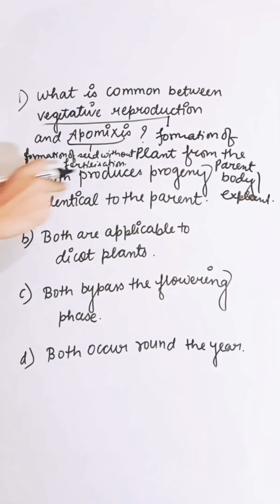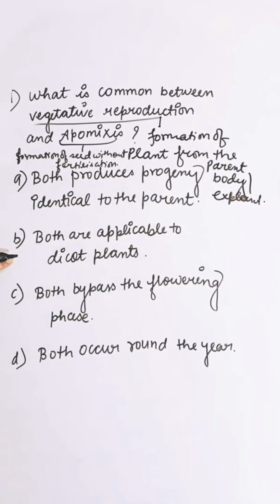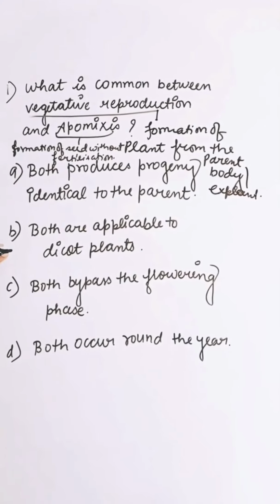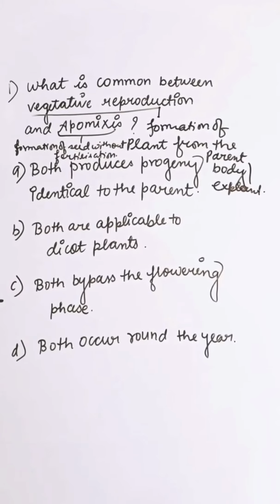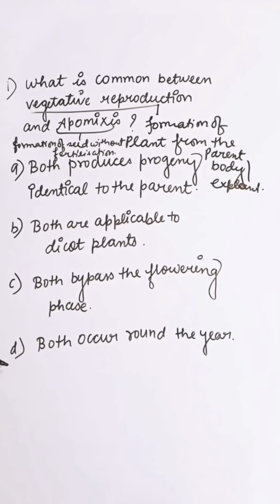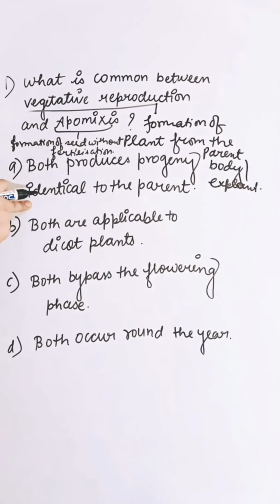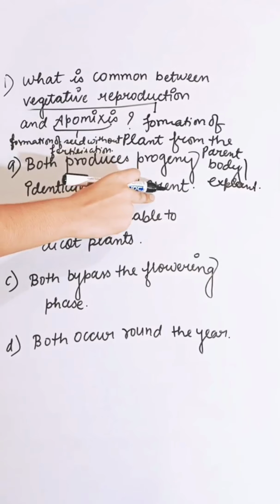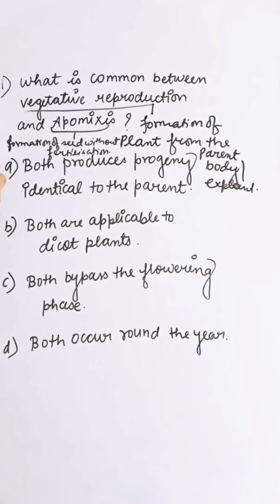First option, both produce progeny identical to the parent. Second is both are applicable to dicot plants. Third is both bypass the flowering phases. Fourth is both occur round the year. Both produce progeny identical to the parents, which is common in vegetative reproduction and apomixis. So correct answer is A.